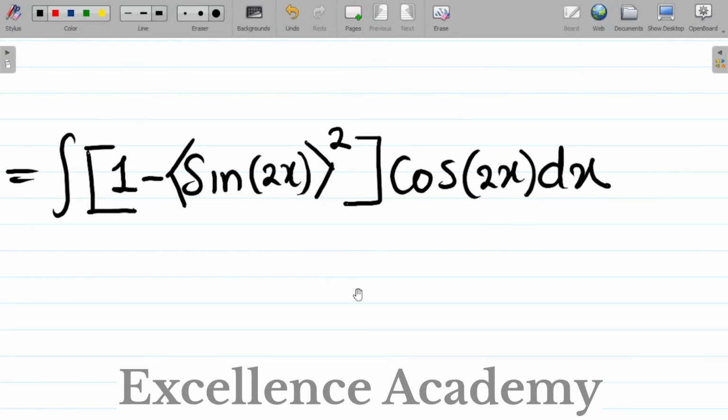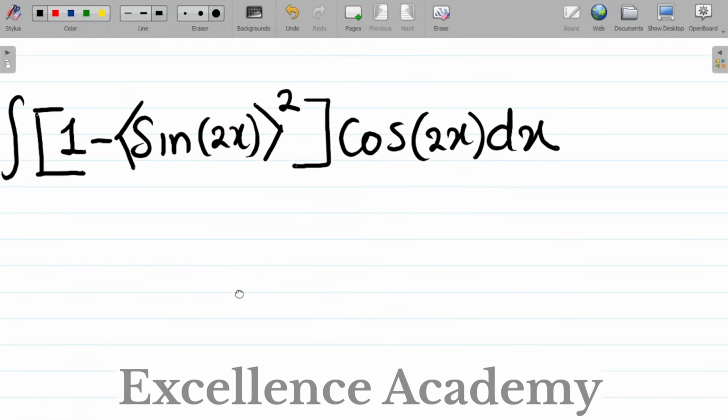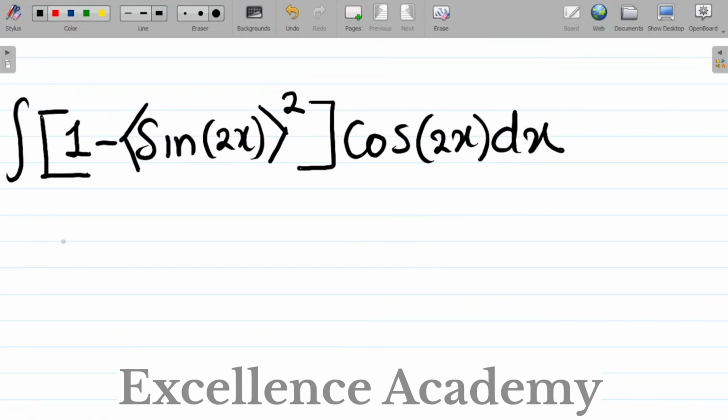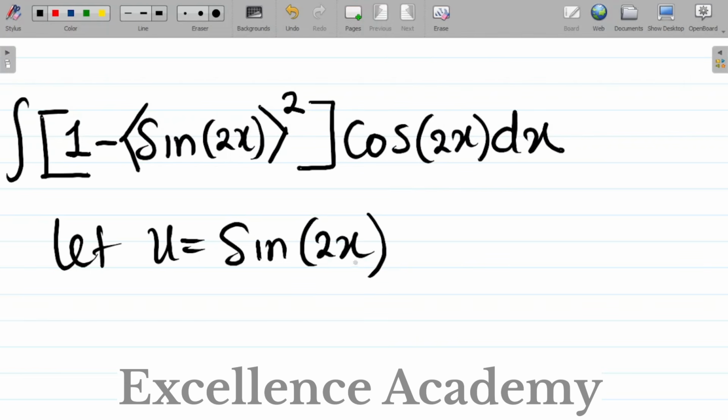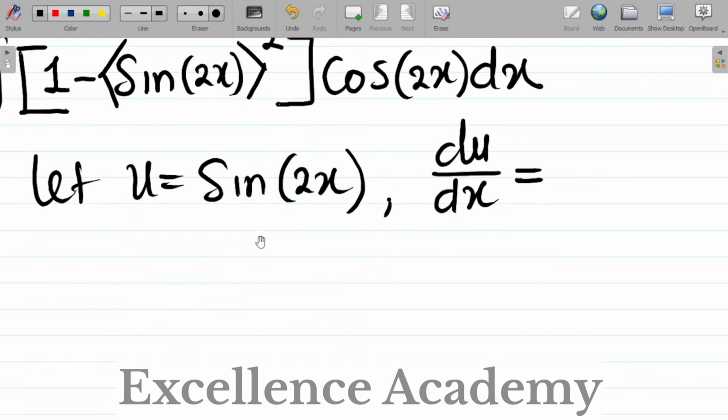How do we solve this question? To solve this question, the first thing we want to do is say let u be equal to sine of 2x. We'll be using substitution. u is equal to sine of 2x. Let's differentiate this. If I differentiate u with respect to x, you have that du dx is equal to, how do you differentiate sine 2x?